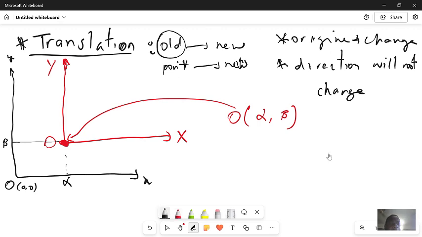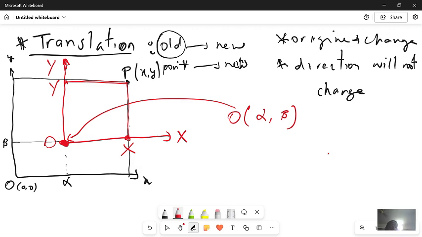Now, if I have any point P, this point has its own coordinate x, y in the old plane. Same thing, this point P has its own coordinate, capital X and capital Y, in the new plane. Now I am going to find the relationship between how to determine the coordinate of this one and the coordinate of this one.